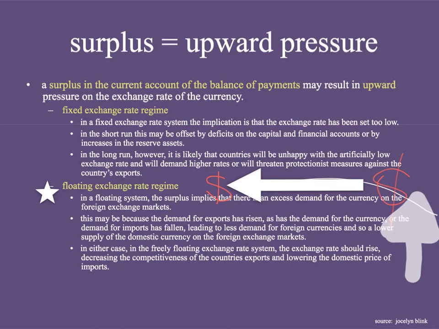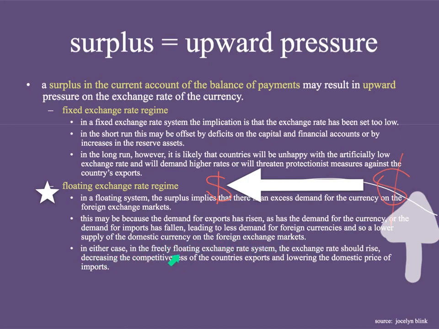Okay, so why else may it be? Let's just finish this. It may be because the demand for exports has risen, or the demand for imports has fallen, leading to less demand for foreign currencies, and so a lower supply of domestic currency on the foreign exchange market. So exports, more people want to buy U.S. stuff, so there's money coming into the U.S., right? That's going to decrease the dollar supply, because people are going to be demanding it. As the demand for imports has fallen, what does that mean? People don't want to sell their dollars to buy European goods, so they're not selling their dollars. They're holding on to them, which is leading to less demand for foreign currencies, so a lower supply of domestic currency on the foreign exchange market exists.